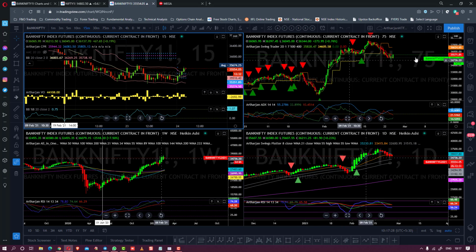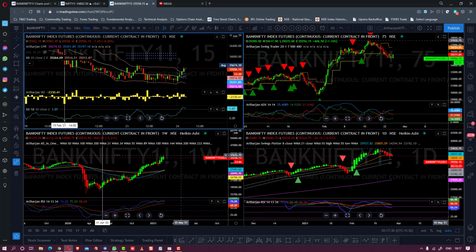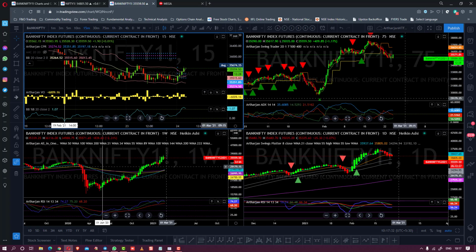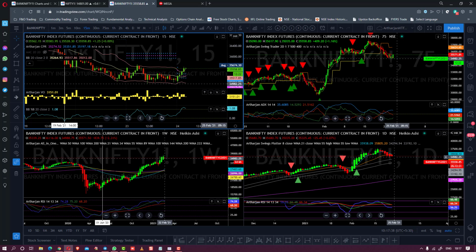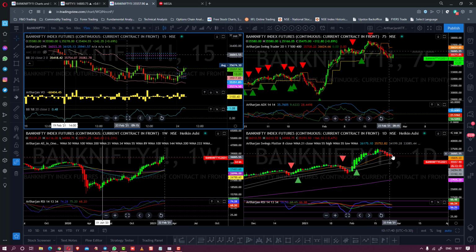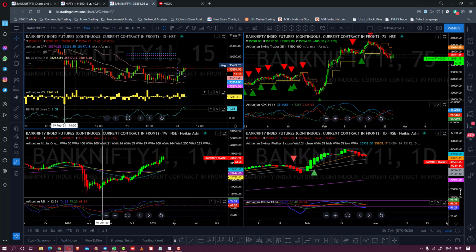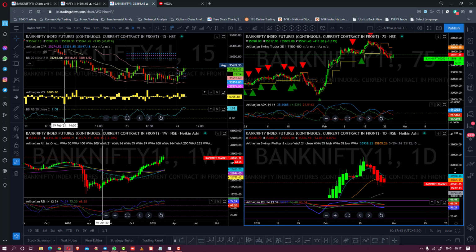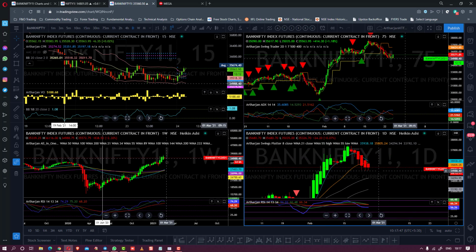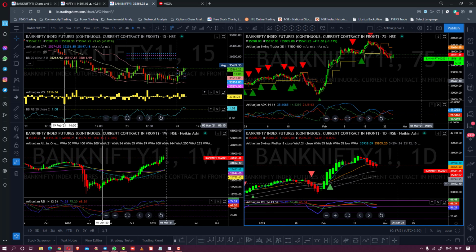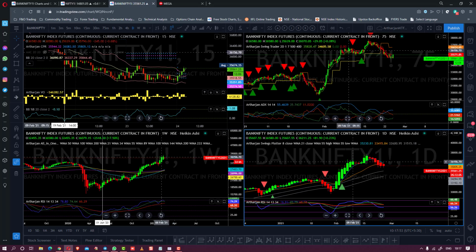Now you can see on a shorter term time frame the trend is sideways. Sorry, long term time frame weekly the trend is sideways because Heikin-Ashi is red. On the daily the trend is sideways. Also you can see the Heikin-Ashi has come down and the trend is red. But you can see that on a daily time frame the Heikin-Ashi red candles are not making a new low. So it is another indication that the fall in Bank Nifty has slowed down a bit.